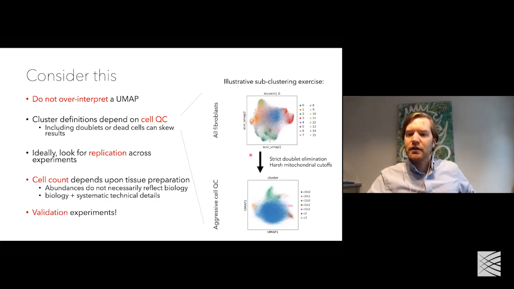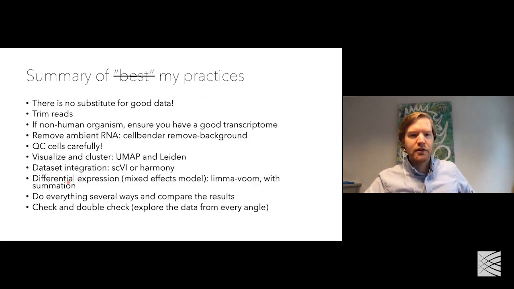When we revisited with the help of someone who really understands the biology, and we did very strict cell quality control, eliminating doublets, being very careful to eliminate those doublets, the UMAP totally changed. It ended up looking like this, where here's the main fibroblasts, and these little clusters on the sides are different specializations of fibroblasts that do different things. Look for replication, do validation experiments to the extent possible.